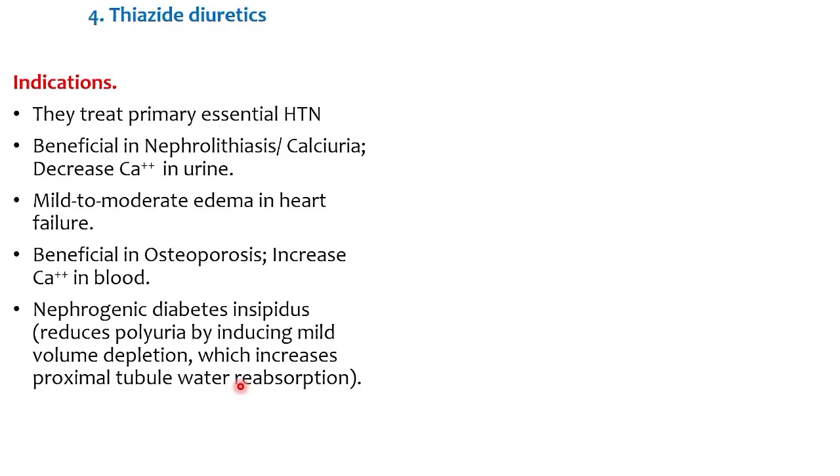So what happens is that when using this drug, it reduces polyuria by inducing mild volume depletion, which increases proximal tubule water reabsorption. So using this drug will promote water reabsorption in the proximal convoluted tubule. So that's something that you have to understand.